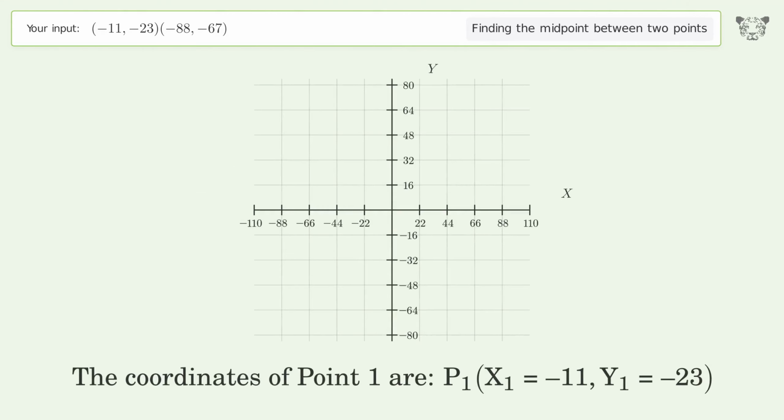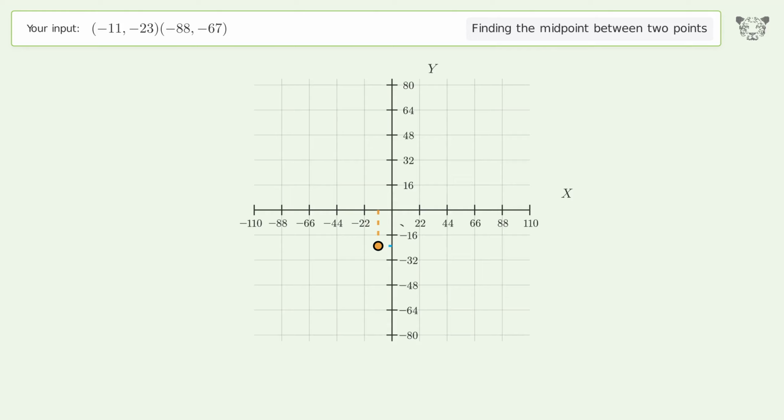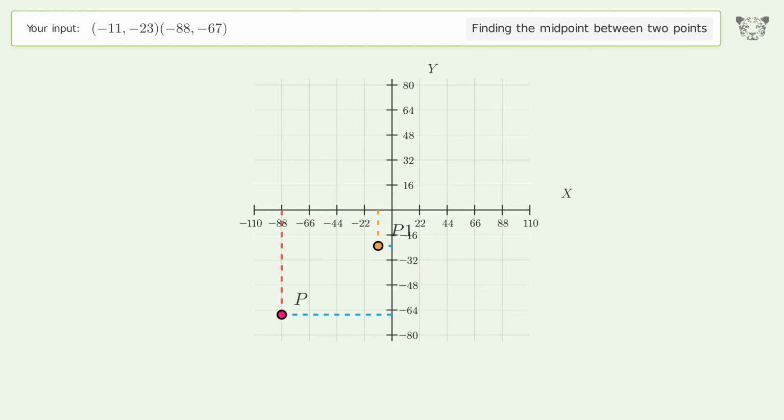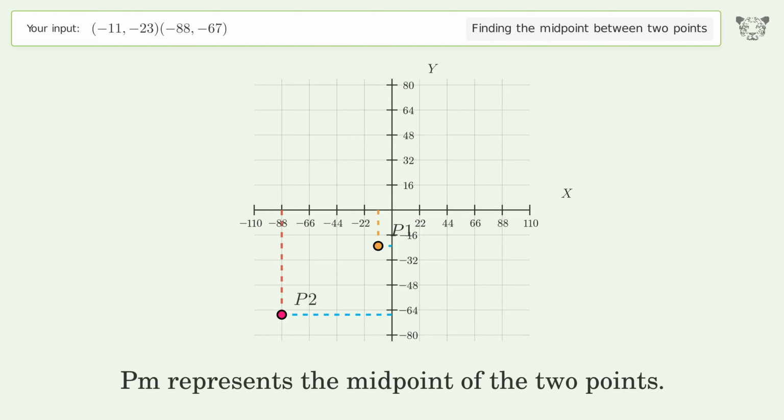The coordinates of point 1 are, x1 equals -11, y1 equals -23. The coordinates of point 2 are, x2 equals -88, y2 equals -67. PM represents the midpoint of the 2 points.